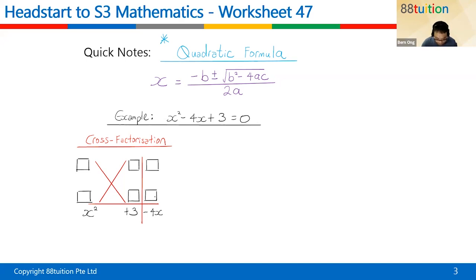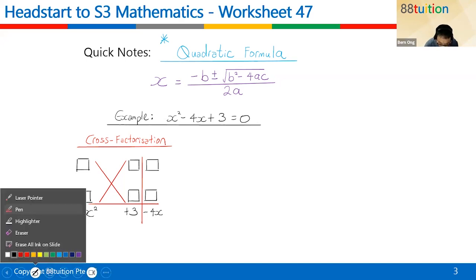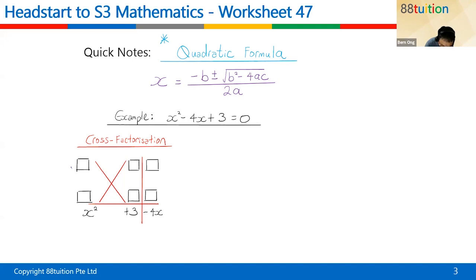Ready? So down here, for the cross factorization, your first box must times your second box to give you the x square. The sign is a multiplication. So what times what is x square? The only possibility is x times x. We've been doing this so many times. And down here, 3 is made out of 1 times 3. So I'm listing out the factors, or the way to get 3. I purposely put 1 on top and a 3 down here because down here is also a times.